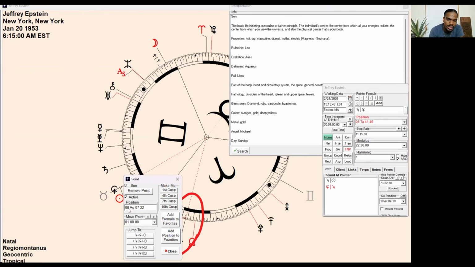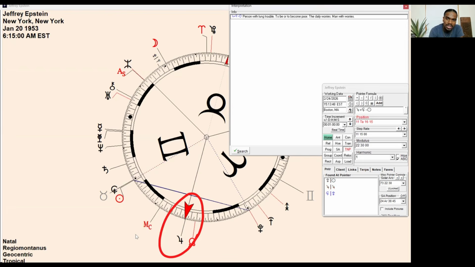Now, if we look at the sun and what the sun does to that combination, it says the person with lung troubles, to be or become poor, the daily worries, the man with worries. That could be one part of it, but it also means the man who makes his money through black market dealings.